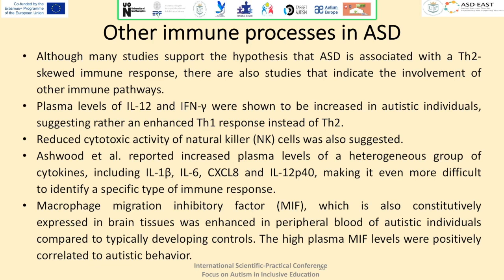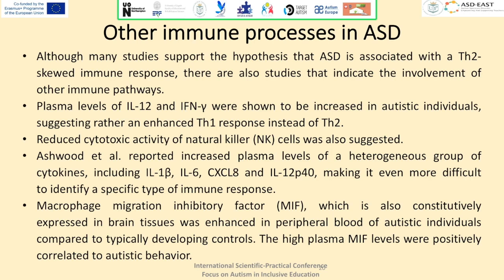Other immune processes in ASD. Although many studies support the hypothesis that ASD is associated with a Th2 skewed immune response, there are also studies that indicate the involvement of other immune pathways. Plasma levels of interleukin-12 and gamma interferon were shown to be increased in autistic individuals, suggesting rather an enhanced Th1 response instead of Th2. Reduced cytotoxic activity of natural killer cells was also suggested in the literature.